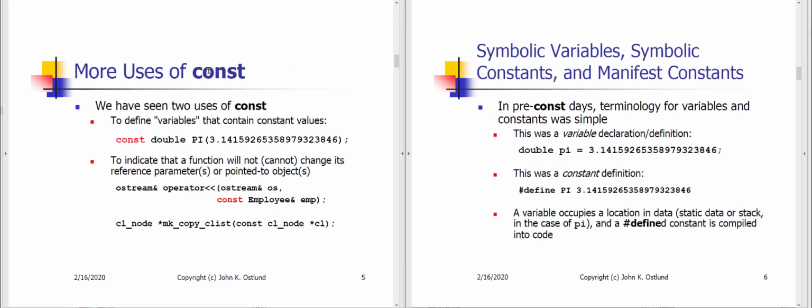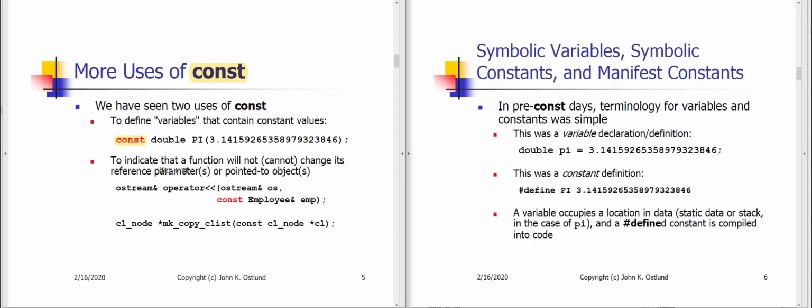All right, so now we're going to take a look at more uses of const. As I've said before, we saw two uses of const previously. We've used const to indicate that a, quote, variable, unquote, can't have its value changed. Such an object must be initialized in its declaration. Here we have pi declared as a double, const, and we've provided an initial value for pi. Now, in fact, we've provided more digits of precision than will actually fit into pi, but that's okay.